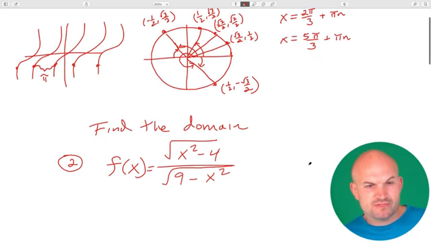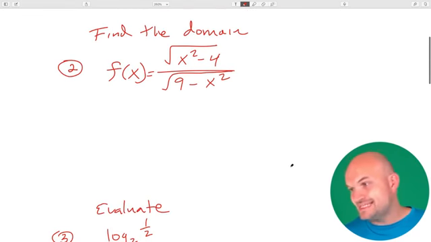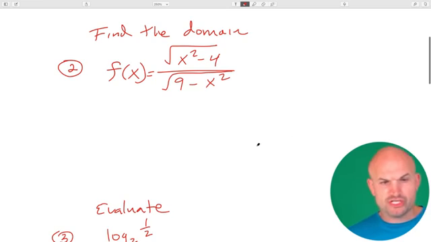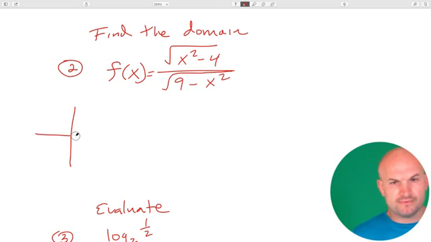All right, moving on to the next question. It says find the domain. And again, in this example, guys, we're going to want to look at the graphical approach to understand them. So let's go ahead and graph x squared minus 4.